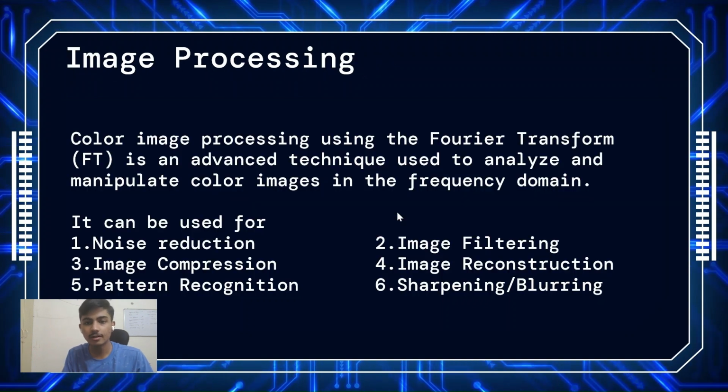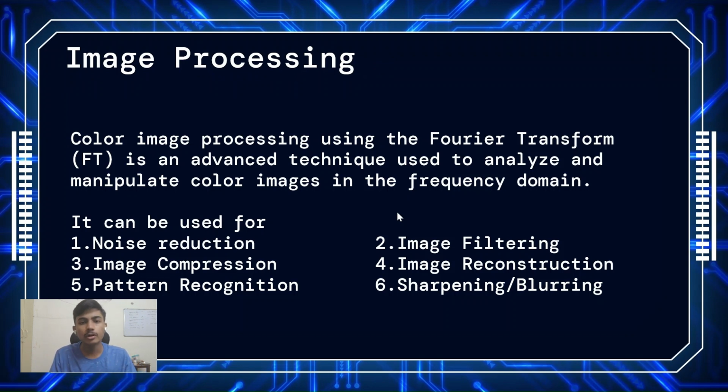Color image processing using Fourier transform is an advanced technique used to analyze and manipulate color images in the frequency domain. We can perform six operations: noise reduction, image filtering, image compression, image reconstruction, pattern recognition, and sharpening or blurring of the image. We'll see through code how this takes place.